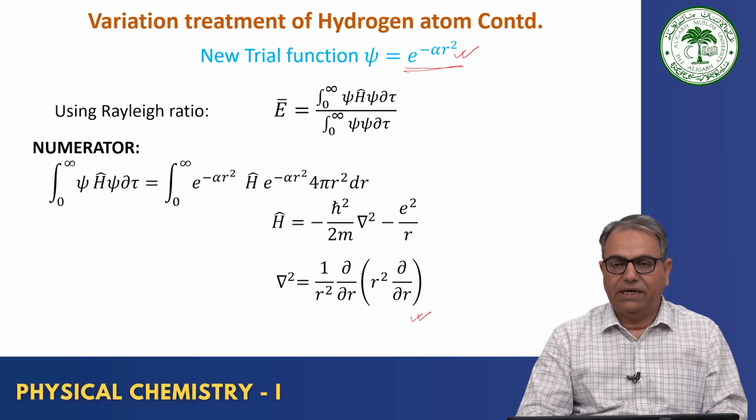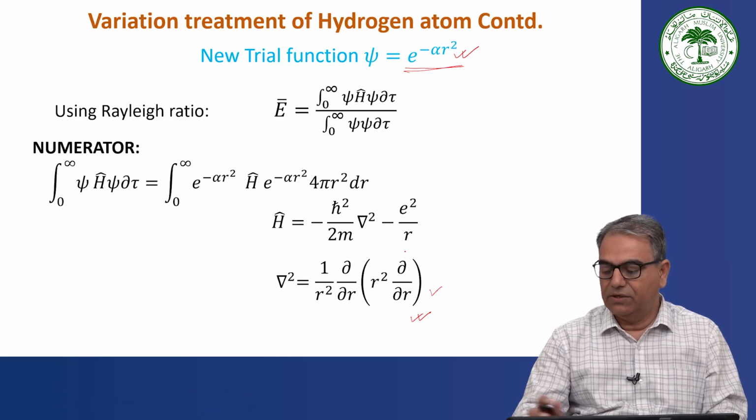Okay. So 1 by r square, del by del r, r square del by del r, we will use for del square, and the Hamiltonian will be minus h cross square divided by 2m del square, minus e square by r.